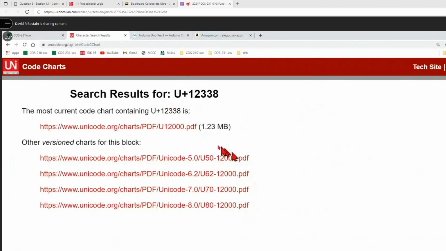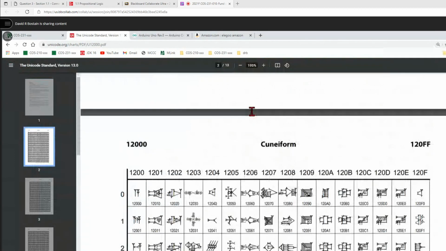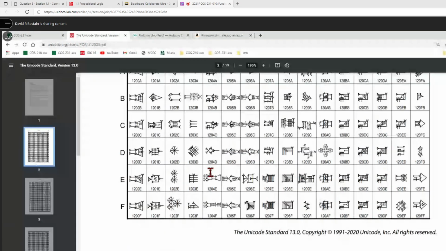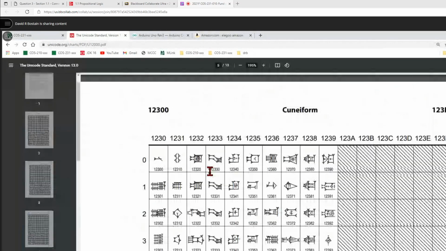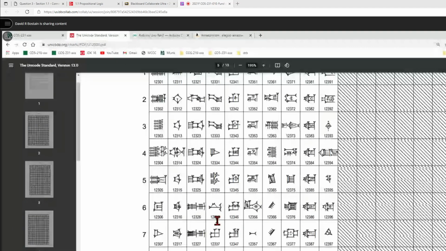It'll give you all the times it's been changed, but right now it's currently inside this PDF. You can open the PDF. You'll see that we're writing a character from cuneiform, and the actual character we're writing, 12338, I believe is what we had. 1, 2, 3, 3, 8 is this character right here.